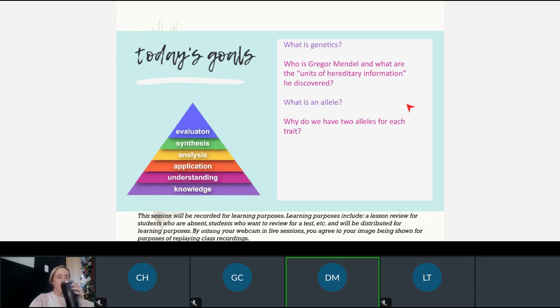All right. What is an allele? Why do we have 2 alleles for each trait?